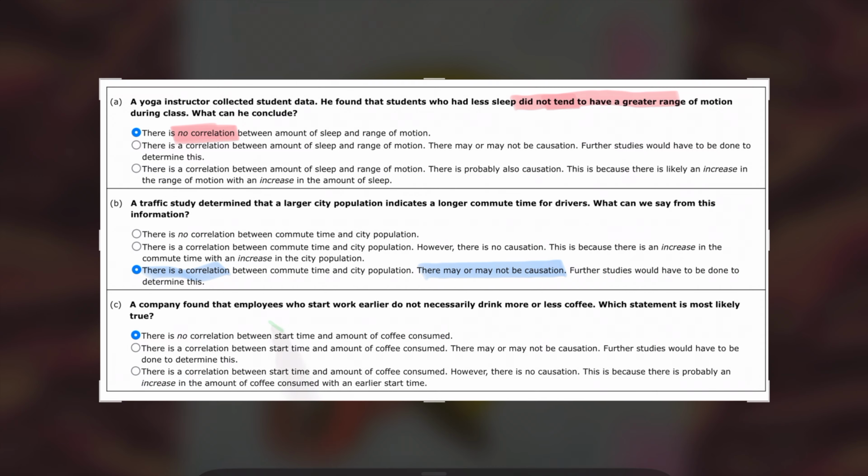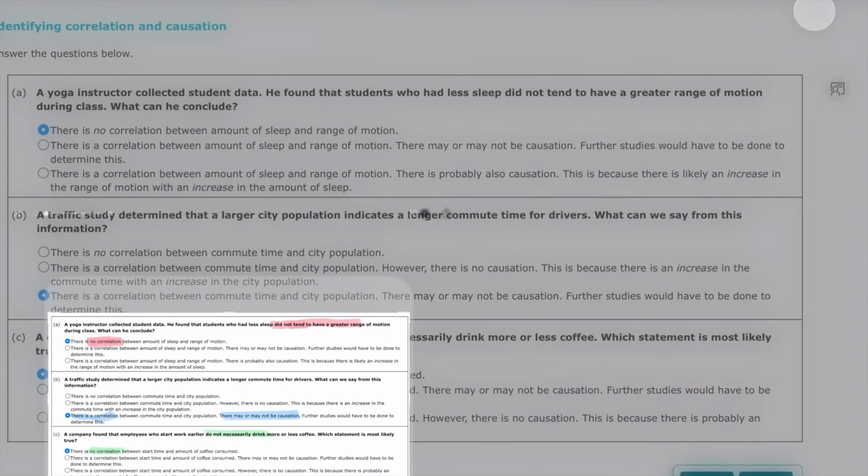Company found that employees who start work earlier do not necessarily drink more or less coffee, so they're not seeing a correlation, so that's no correlation. I don't know if I need to do another one of these, but just make sure that you always pick that there may or may not be a causation. Just because they show a correlation in one study does not mean that it actually can cause it.